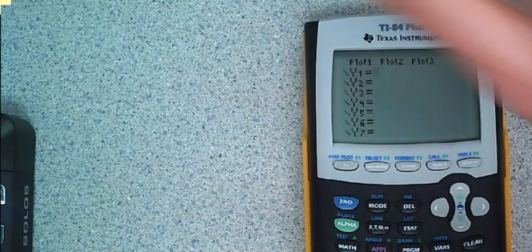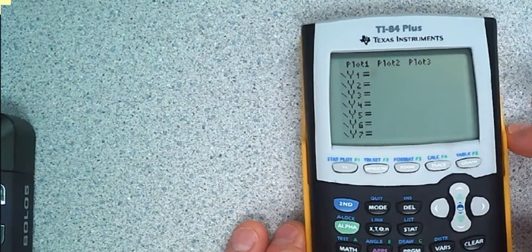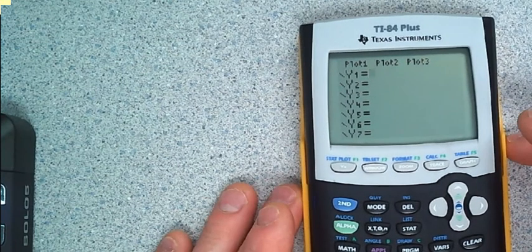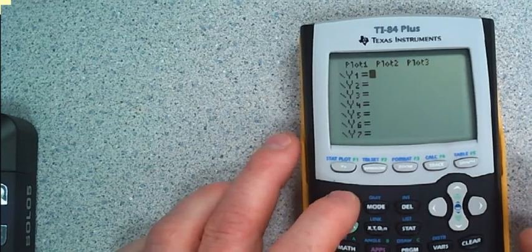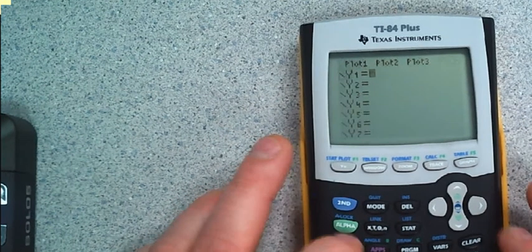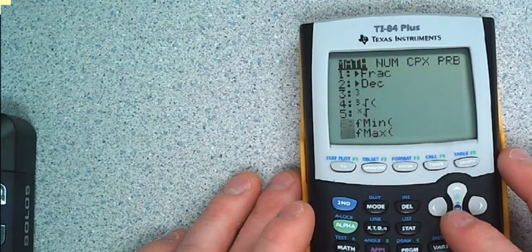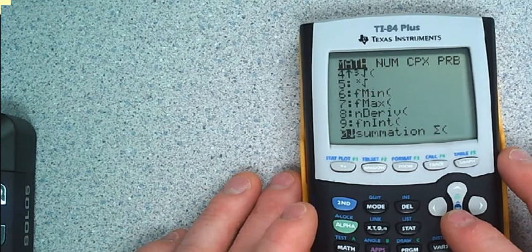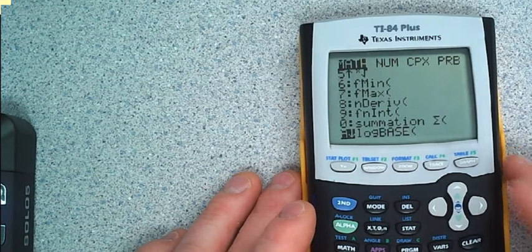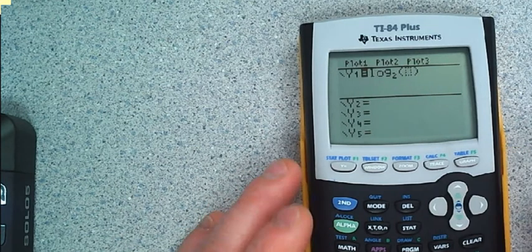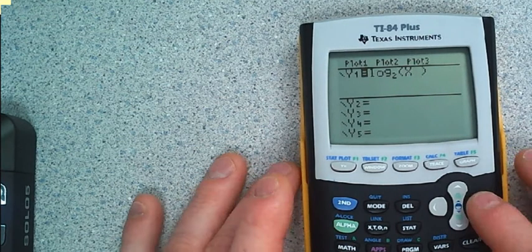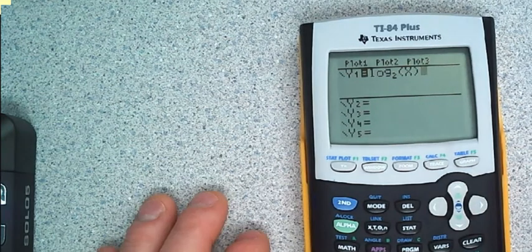We want to go ahead and plug in the function that we saw in the previous video, and that was log. So you're going to go to your math function, go down to log base, press enter, and it was log base 2, and x was inside parentheses. So it should look like that, log base 2 of x.